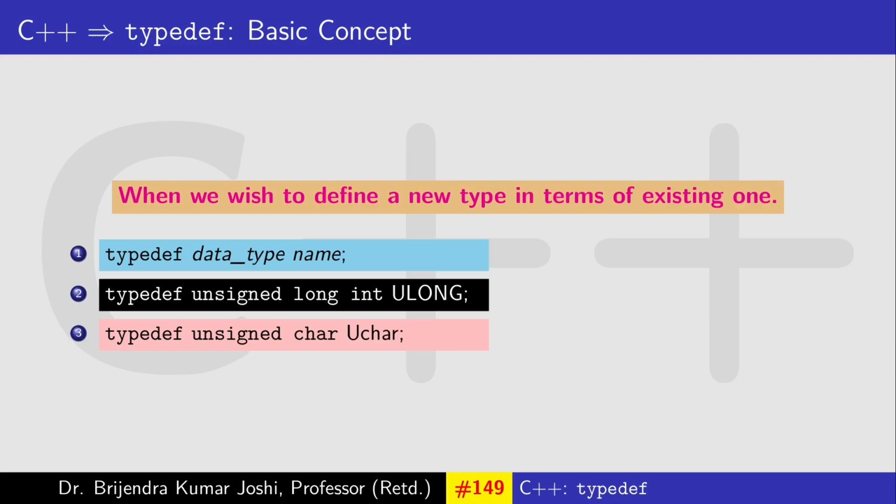Whenever we wish to define a new data type in terms of existing ones, we use the keyword typedef. The syntax is simple. Typedef, that is the keyword, then any existing data type, and then followed by the name of the data type we wish to define, followed at the end by a semicolon, which is the statement terminator. For example, typedef, then for unsigned long int we can use ulong, all capital letters.